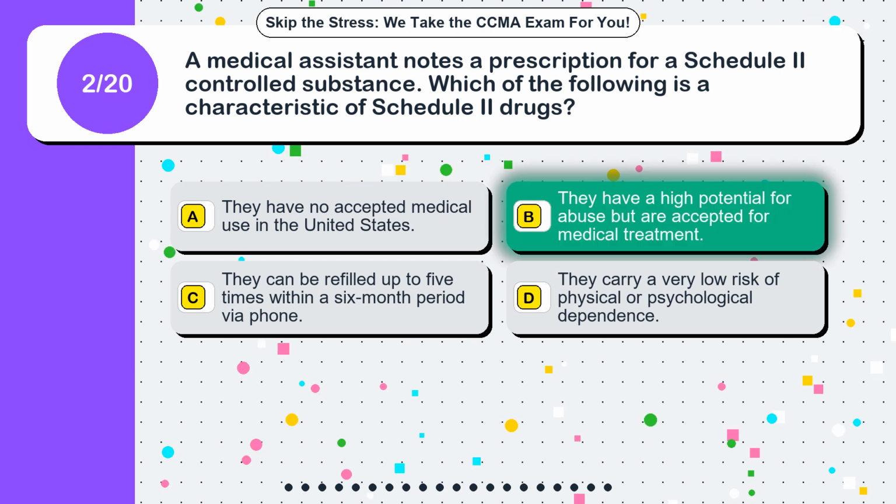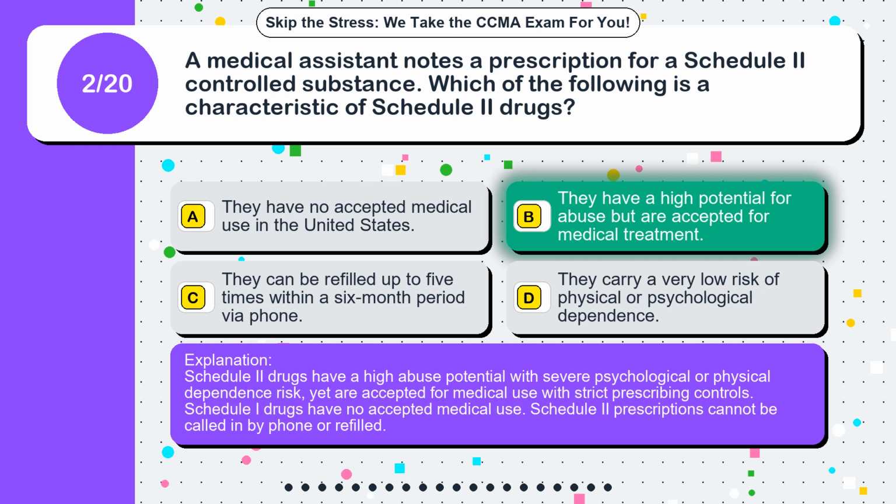The correct answer is option B. They have a high potential for abuse but are accepted for medical treatment. Schedule II drugs have a high abuse potential with severe psychological or physical dependence risk, yet are accepted for medical use with strict prescribing controls. Schedule I drugs have no accepted medical use. Schedule II prescriptions cannot be called in by phone or refilled.